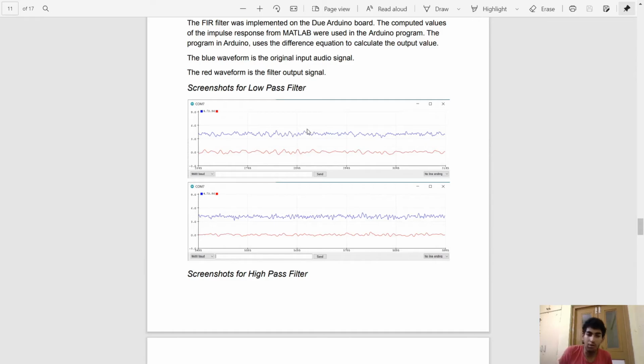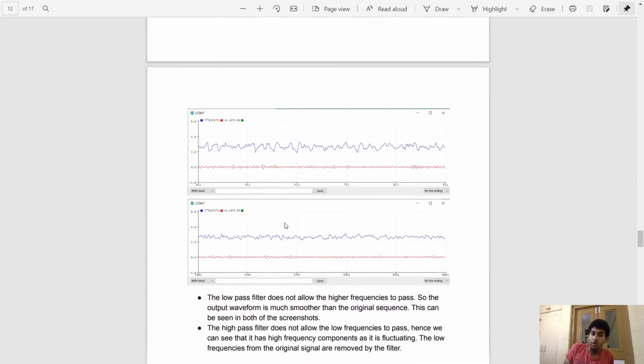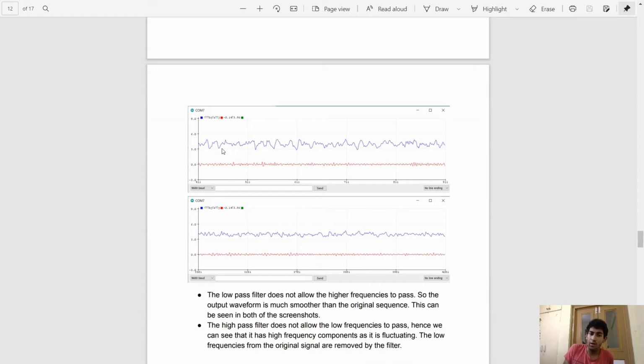As you can observe here, the high frequency components have been removed and the red waveform is much smoother. This is another screenshot from another time interval, and it is more apparent here that the high frequencies have been smoothed out, and this is indeed an output of the low pass filter. On the other hand, for a high pass filter, the low frequency components have been completely removed, and we can't see the low frequency components vary anywhere. Only the high frequency components are present, and in this screenshot you can see the same.